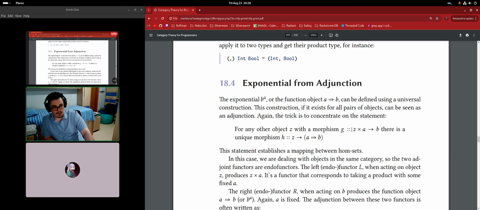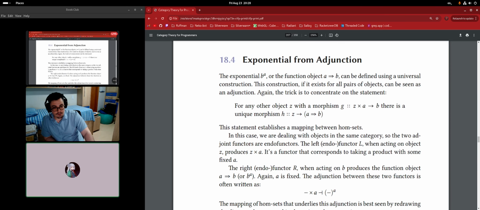So what are we doing here? We have a product from Z with A going to B, which is the type signature of G. We're going to have a unique H, which is Z going to the function, right? But we should think of them as an exponential anyway. Should we? Yeah, that's what we learned, that functions are exponentials.